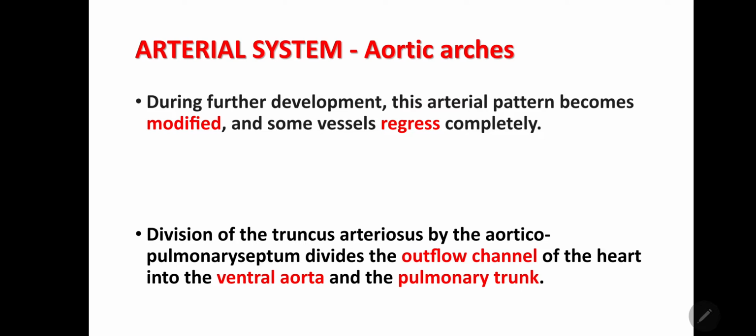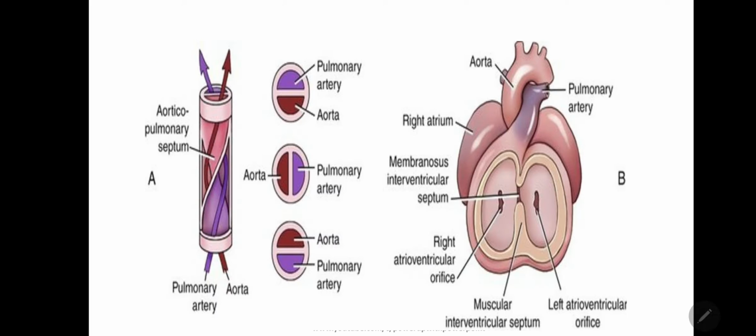So what happens during the further development? This arterial pattern undergoes modifications. Some vessels regress, some vessels will modify, some vessels will undergo alteration to form the adult arterial system. So before this development of aortic arteries, there is development of this truncus arteriosus into ventral aorta and pulmonary trunk. That is by the aortico-pulmonary septum that we have seen.